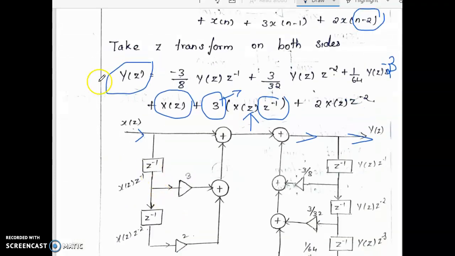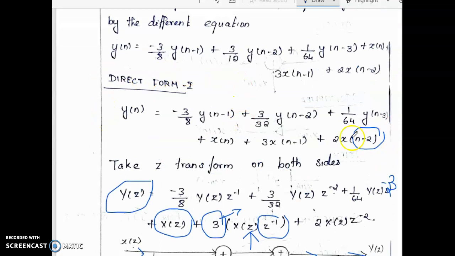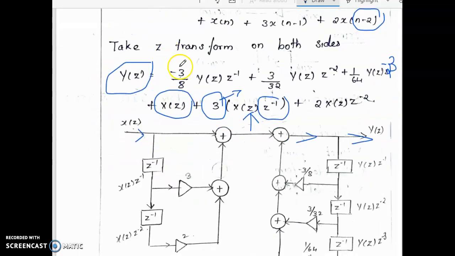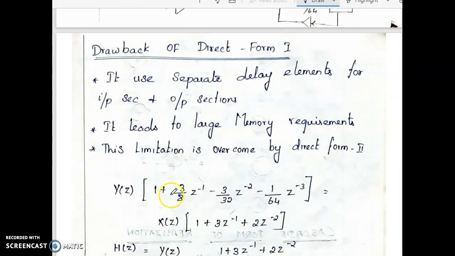I am taking the same function and taking the z transformation of it, and converting the equation in this manner, taking Y(z) as common. So I am rewriting: Y(z) times 1 plus 3 by 8 z power minus 1 minus 3 by 32 z power minus 2 minus 1 by 64 z power minus 3, and X(z) on the other side. There also I take X(z) as common: X(z) times 1 plus 3 z power minus 1 plus 2 z power minus 2.